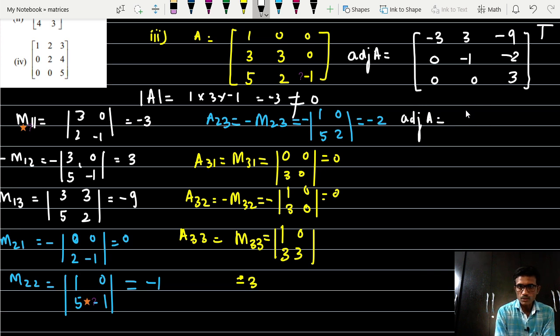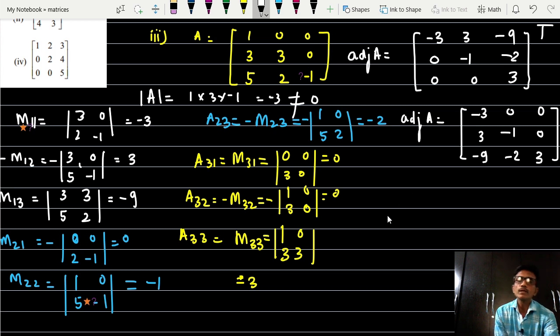So after getting this, the adjoint of A will be the transpose of this matrix. The transpose of this matrix is obtained by interchanging rows and columns: 0, minus 1, minus 2, then 0, 0, 3. This is the adjoint. Then we put in the formula, therefore A inverse is equal to 1 by determinant of A into adjoint of A.